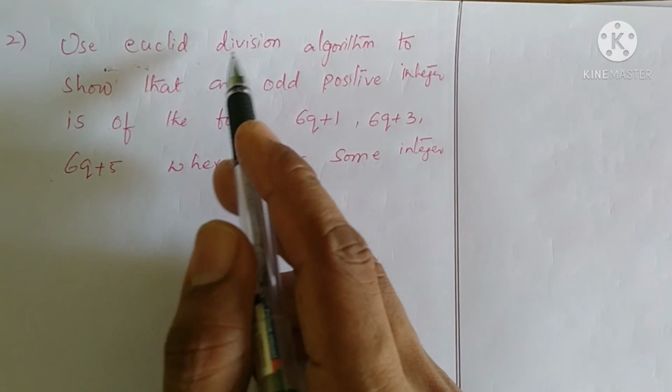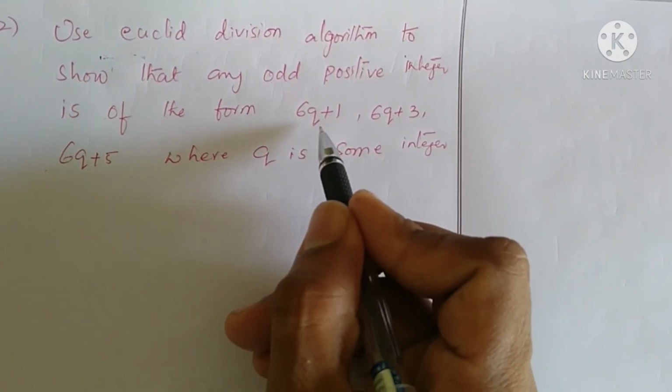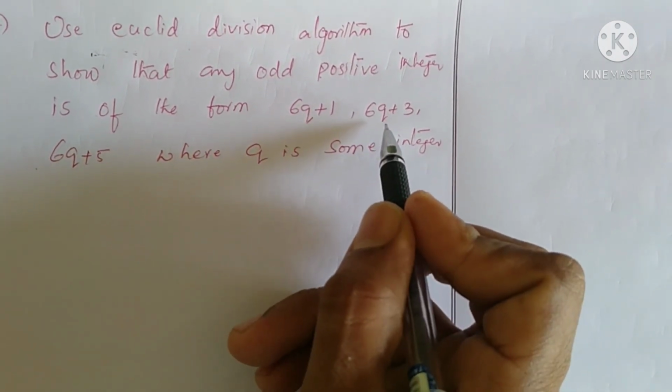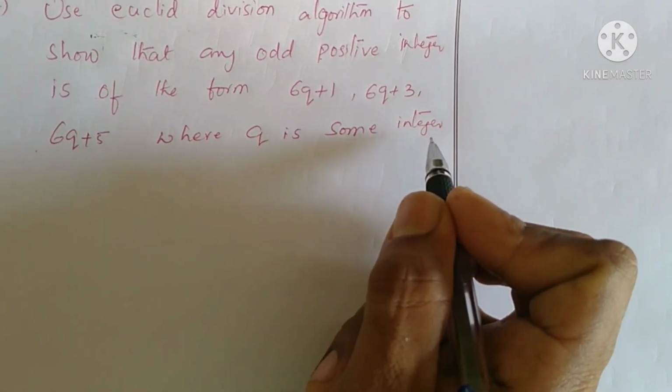Use Euclid's division algorithm to show that any odd positive integer is of the form 6q plus 1, 6q plus 3, or 6q plus 5, where q is some integer.